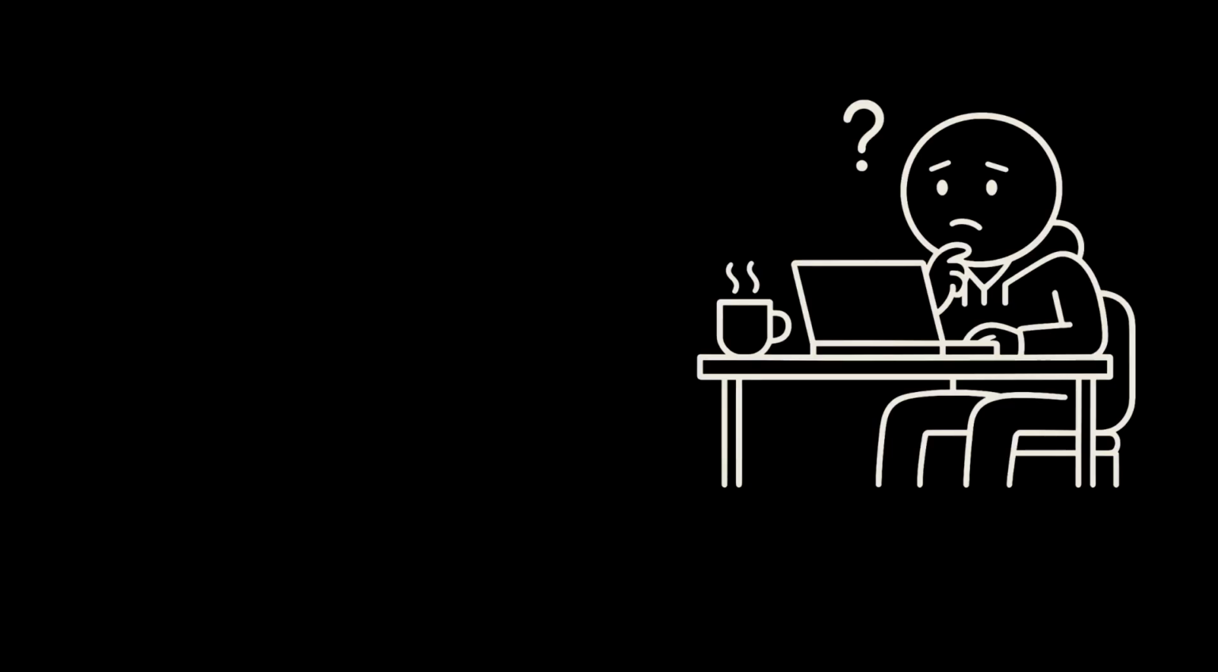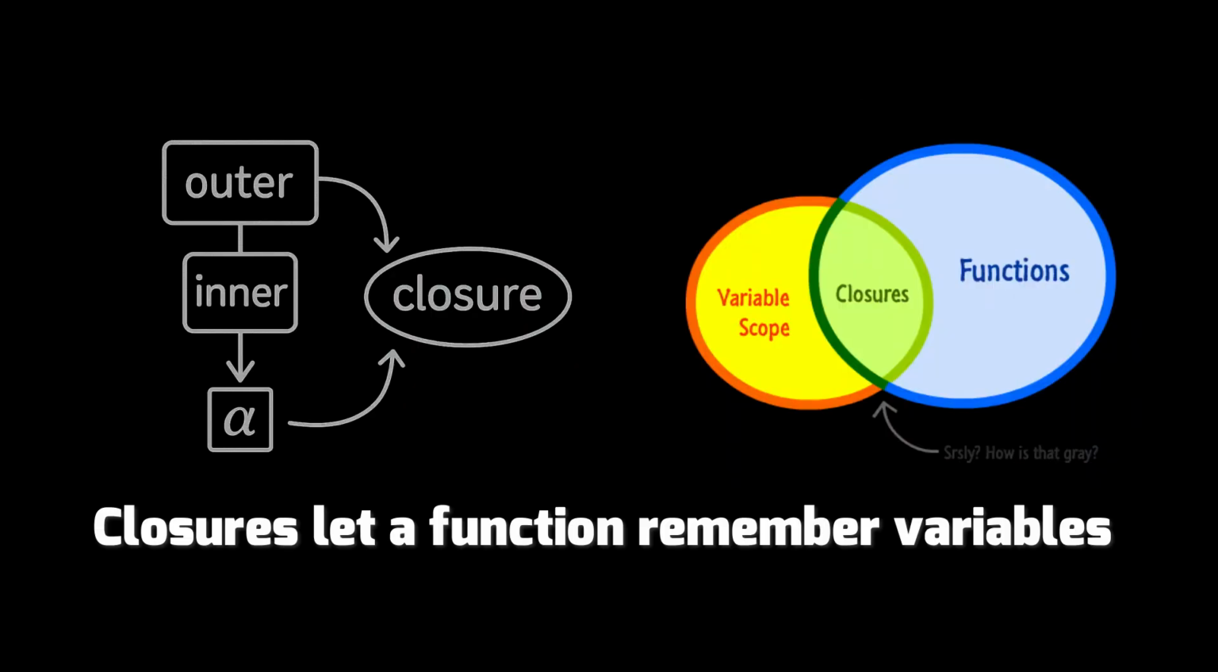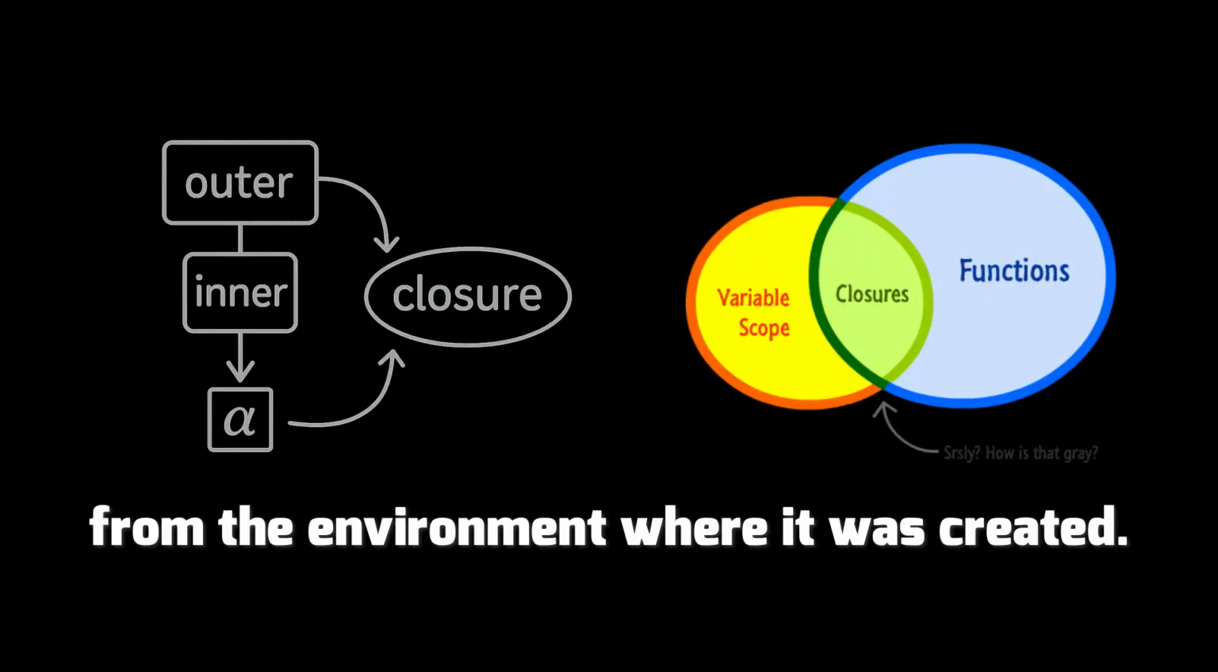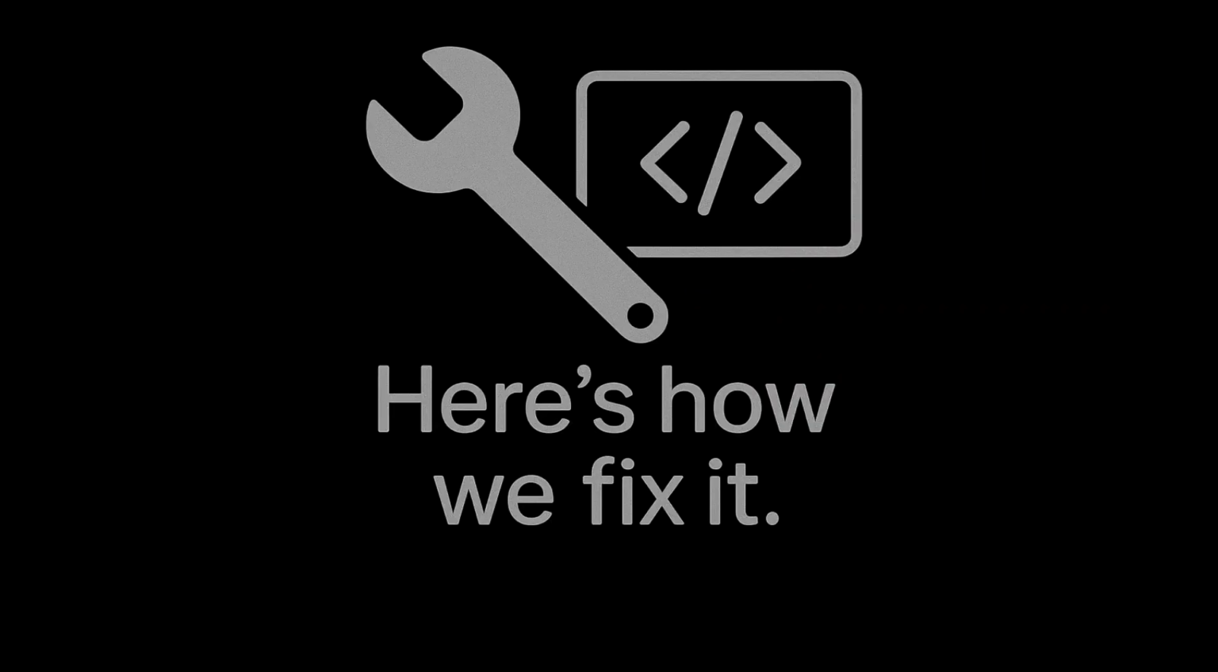What Tom doesn't realize is that JavaScript closures can solve this instantly. Closures let a function remember variables from the environment where it was created, even after that outer function has finished running. Here's how we fix it.